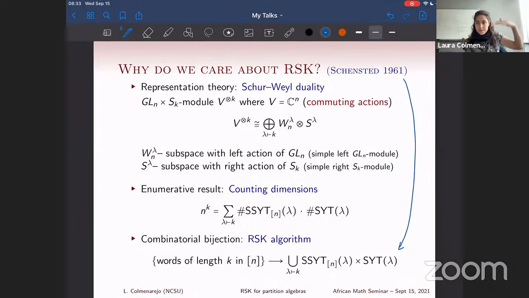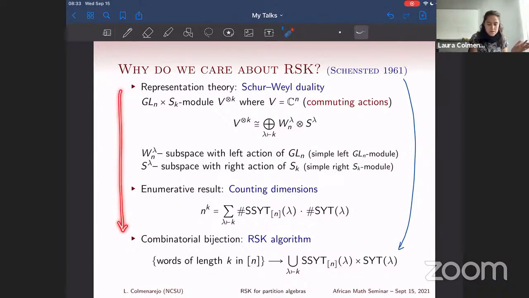Now we went in this direction. I have the Schur-Weil duality, I'm counting dimensions, and I'm doing RSK. Could it also be possible that we can go the other way around? Because I have an RSK algorithm, then I'm going to have an enumerative result, an enumerative result saying something in the representation theory world. So that's the idea of how the RSK algorithm is helping us in representation theory: I can go in this direction, but I can also go in the opposite one. And that is what happened in our case.